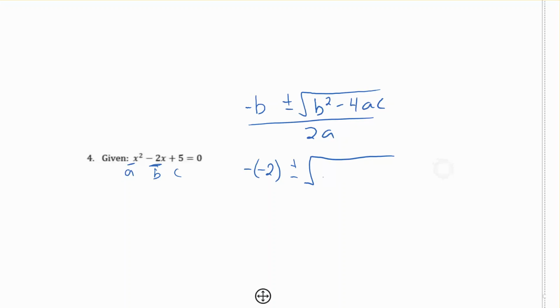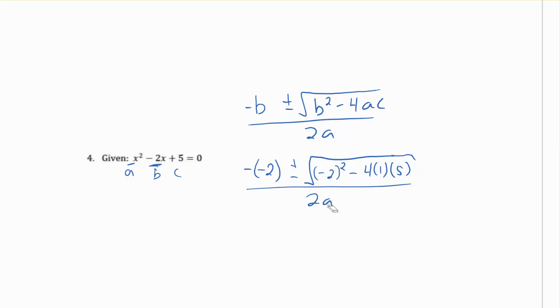So b squared, so -2 squared minus 4, a is equal to 1, so that's a 1, c is 5. I'll leave it like that for now. All over 2a. Whoops, I'll say 2 times 1. So this turns into, I'm just going to call this +2 because it's a minus a negative, so positive. So 2, and I'll leave this plus or minus for now. And we've got square root of 4 minus 20 all over 2.